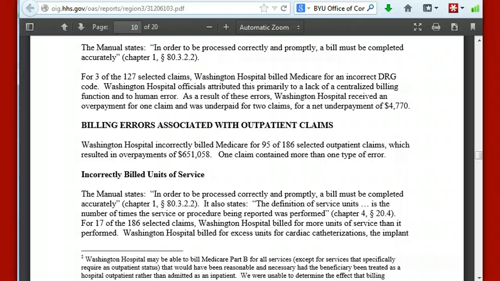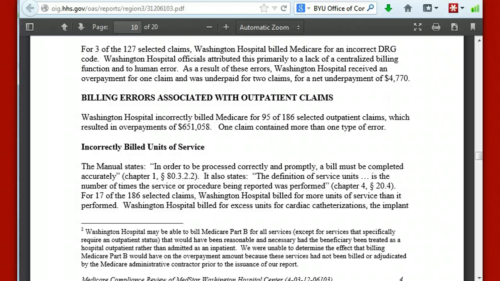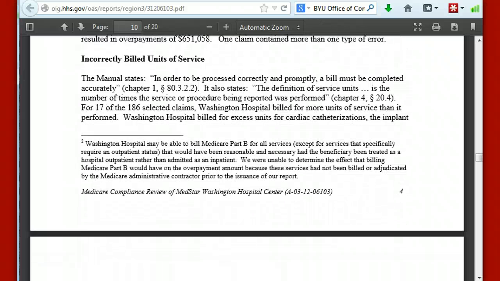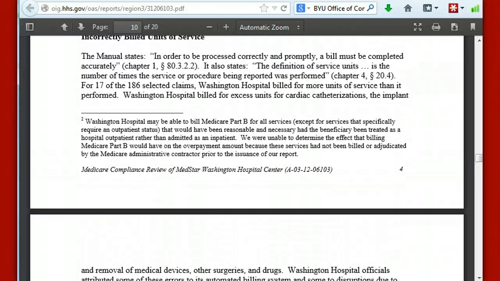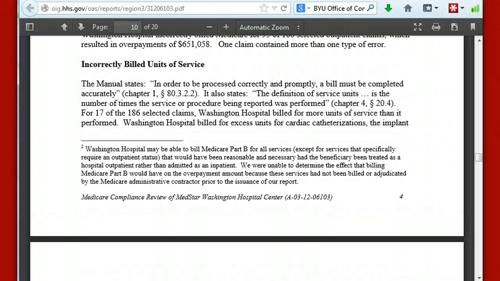Outpatient claims looks like incorrectly billed units of service, so maybe they had billed 2 when the claim was 1 and should never have been more than 1 unit. And these are good because they tell you where it's coming from. When you go to the manual, the CMS manual, it tells you what chapter this is in. So if you had something, an audit, or you were looking at something and you needed to know where that documentation is, you can look at it from these OIG audits.